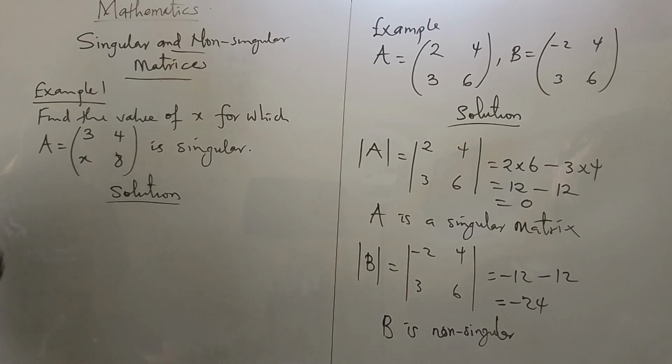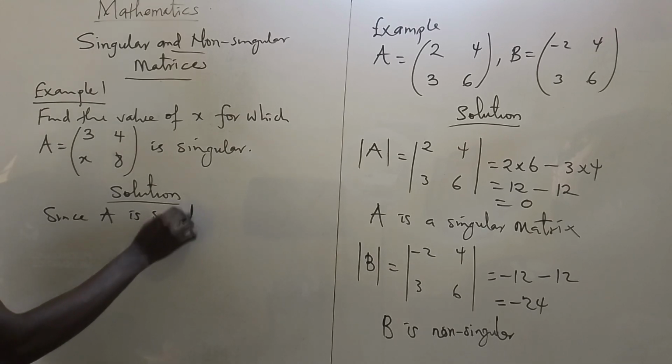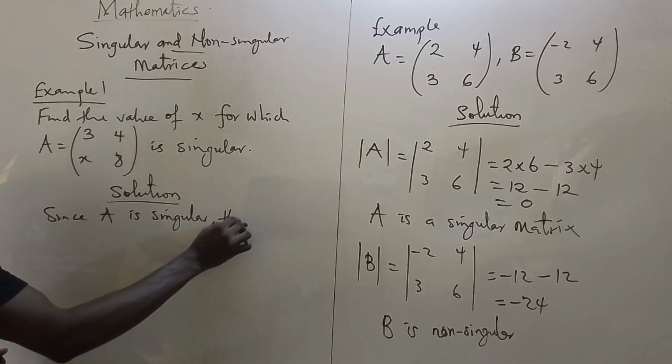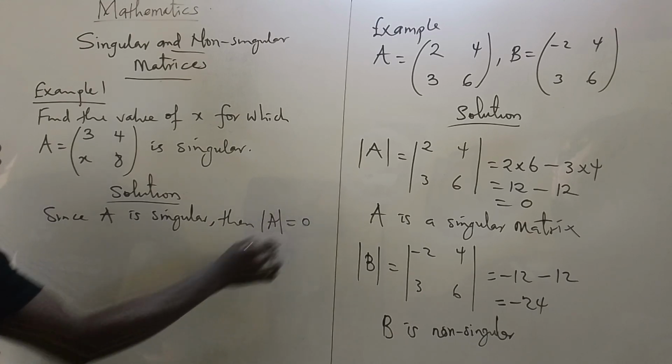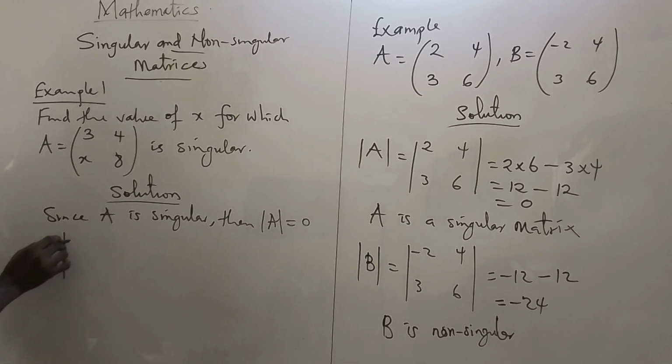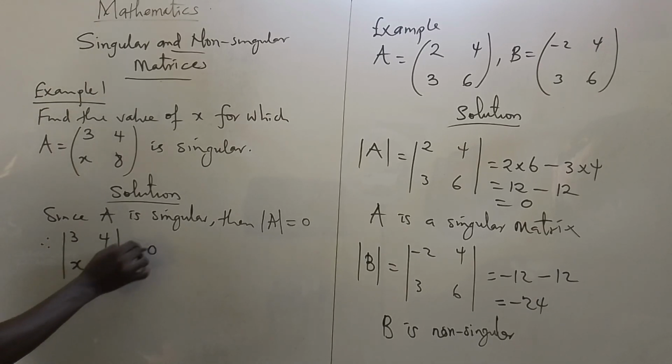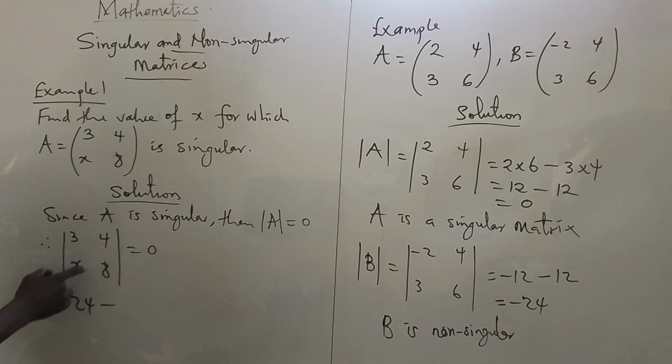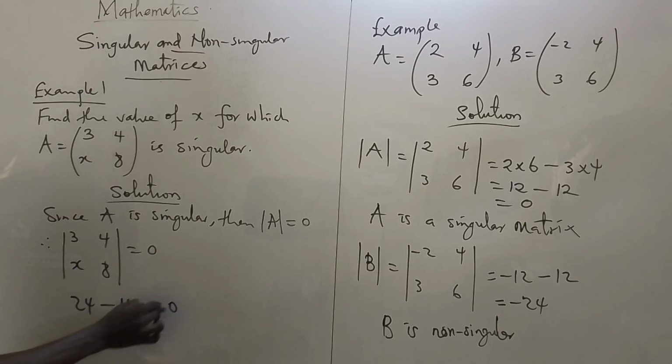So to find the value of x in that case, simply calculate the determinant of matrix A and set it equal to 0. So since A is singular, then the determinant of matrix A is equal to 0. Therefore, the determinant of 3, 4, x, 8 is equal to 0. So if you calculate the determinant here, 3 times 8 is 24, minus 4 times x is 4x. This is equal to 0. So solve this equation to find x. So 24 will be equal to 4x.